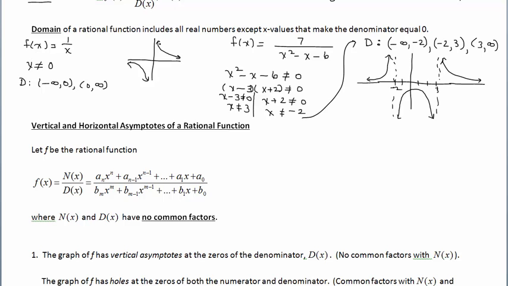In these previous examples right here, the reciprocal function actually had a vertical asymptote at x equals 0, and it has a horizontal asymptote at y equals 0. So x equals 0 is a vertical asymptote, and the horizontal asymptote is y equals 0. Over here in this graph, x equals -2 was a vertical asymptote, as was x equals 3 a vertical asymptote.